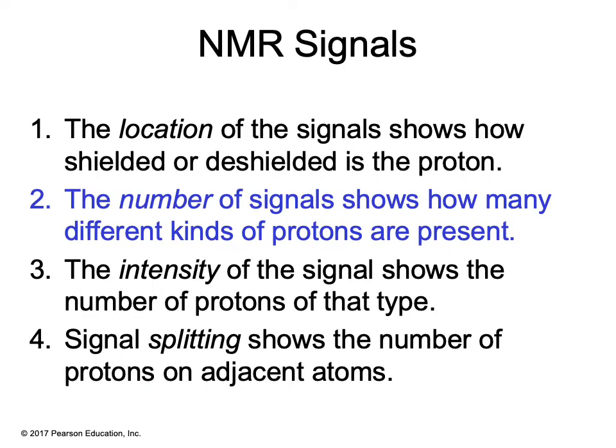And so the next thing that we learn from the NMR, after we learn about the location telling us about shielding, is going to be the number of signals. And so the number of signals is going to show how many different kinds of protons are present. So some protons in the molecule are going to be identical to one another, so they're all going to show up in one signal. So we're basically looking for unique protons in this way.